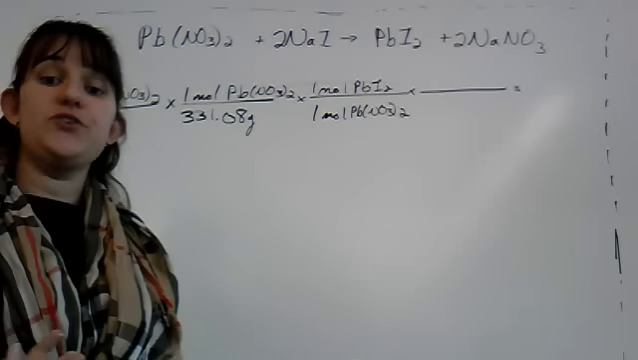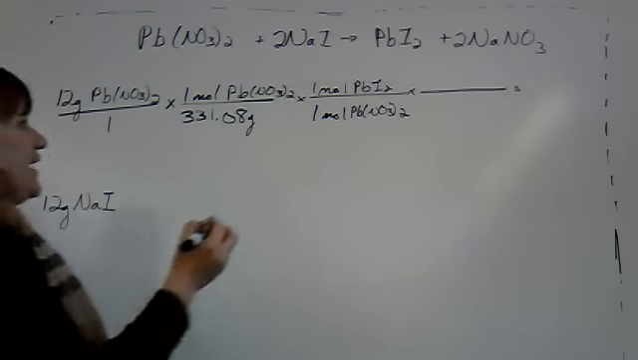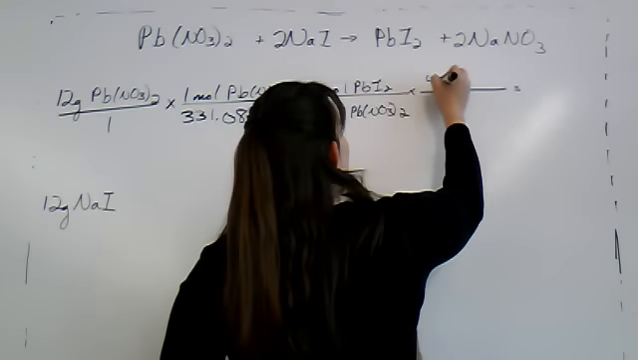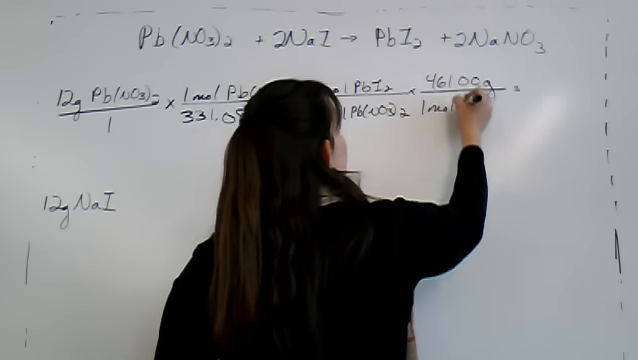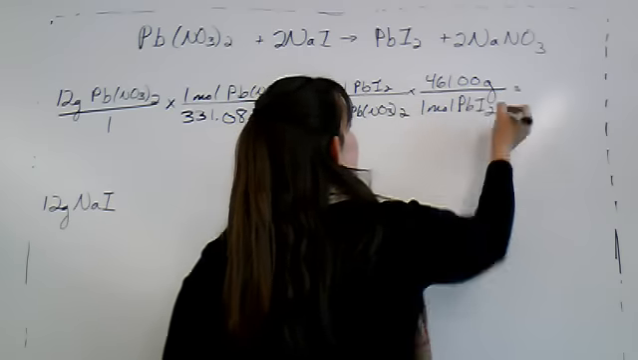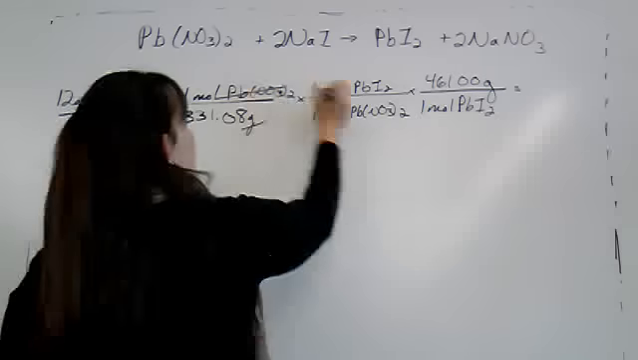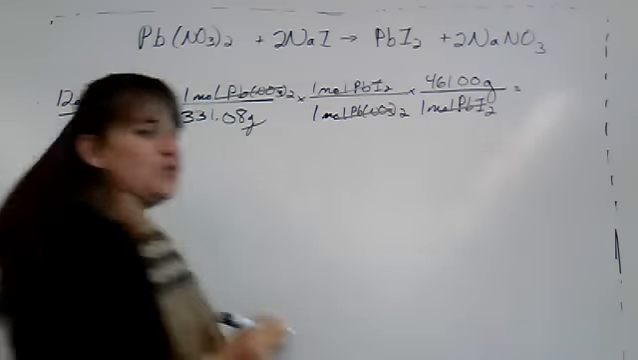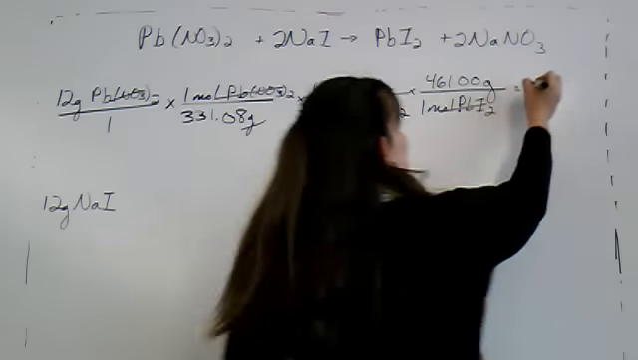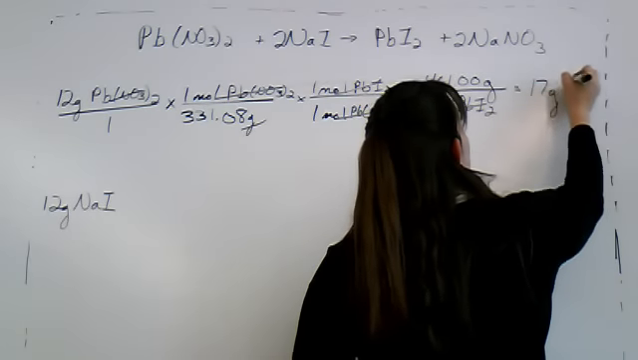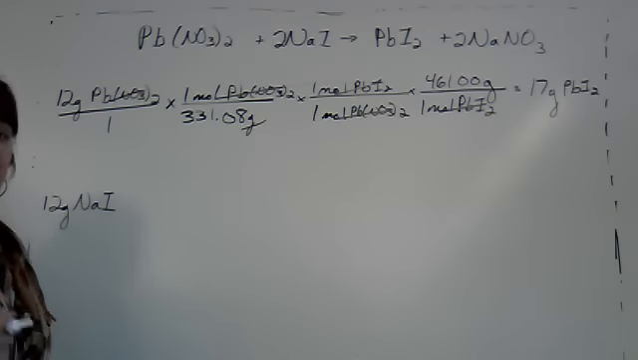So my last step here is going to be to convert this to our desired units. And our desired units are grams, and again, that should be in your question. So the molar mass of lead-2 iodide is 461.00 grams for every mole of PbI2. Alright, so we're going to make sure that all of our units cancel properly. They do, very exciting. The answer to this with significant figures is 17 grams of lead-2 iodide. Okay, that's only half the battle.